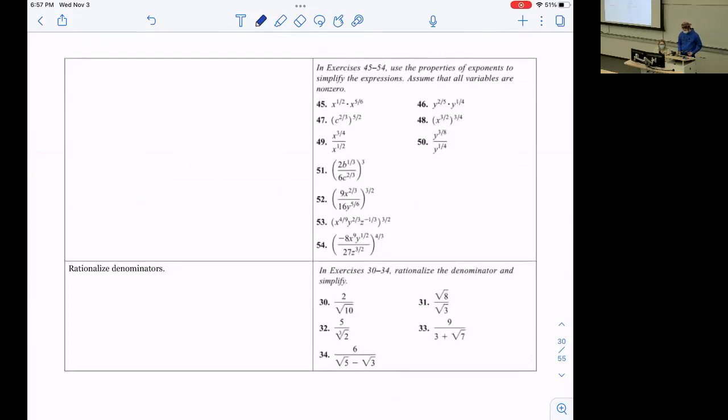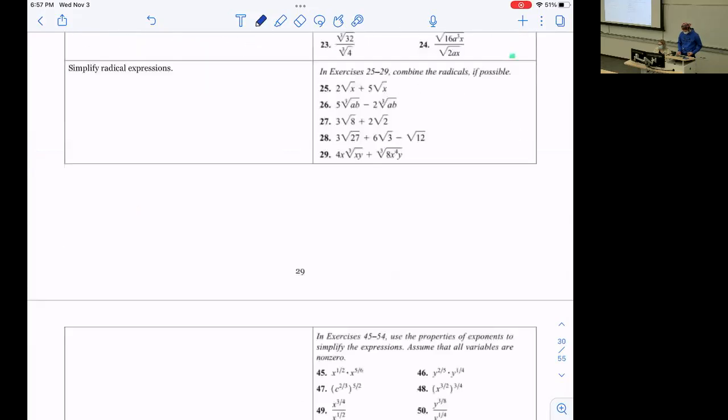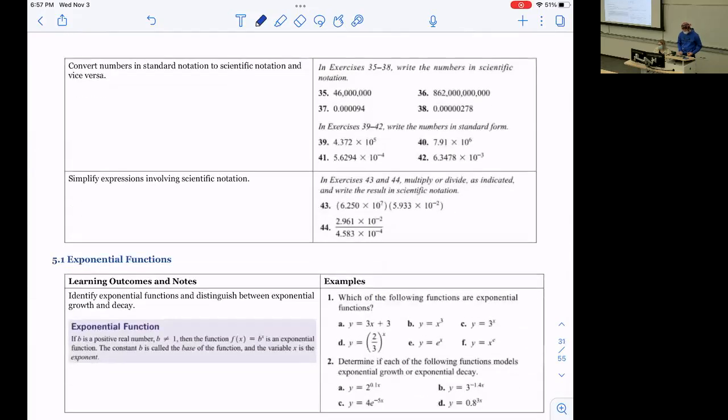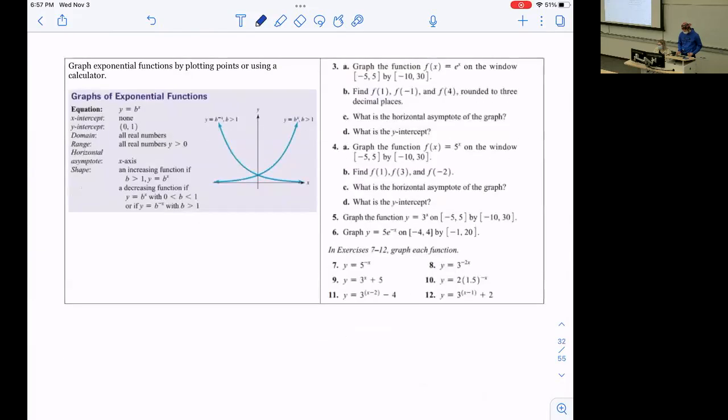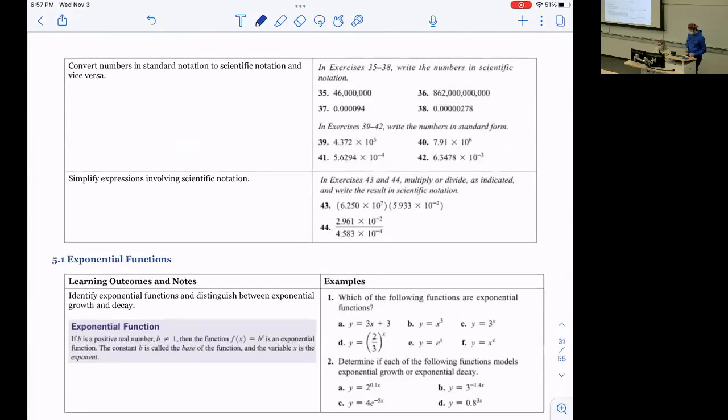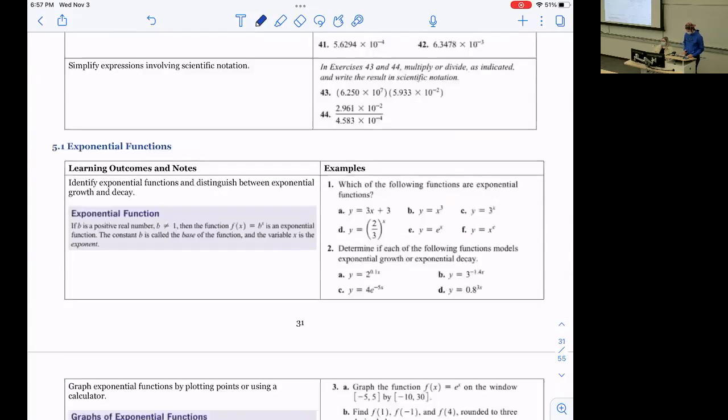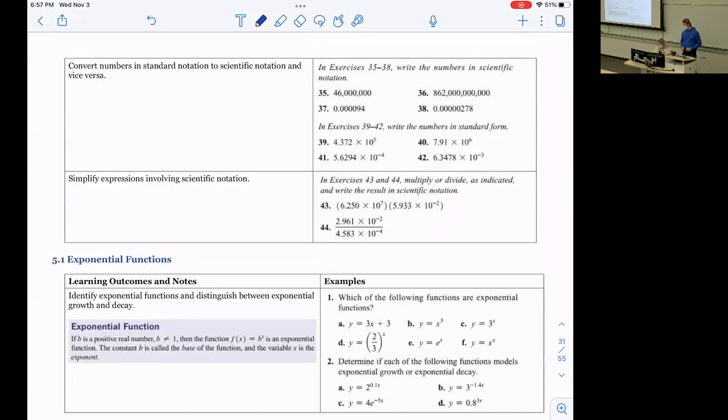Go down to 31. That's where you start section 5. Ah, I see. So now 5.1, identify exponential functions and distinguish between exponential growth and decay. Do we have any questions on 1 and 2? Sorry, I keep flipping around to see how many we are on.